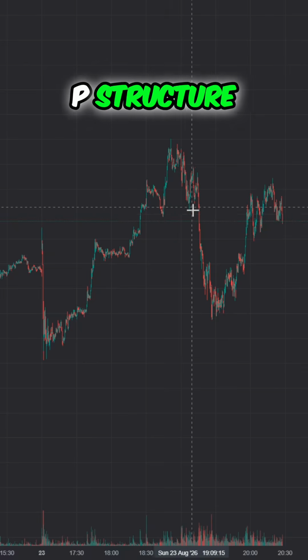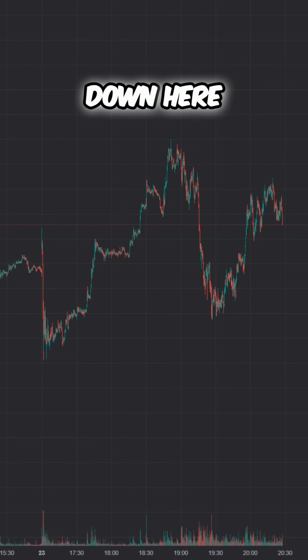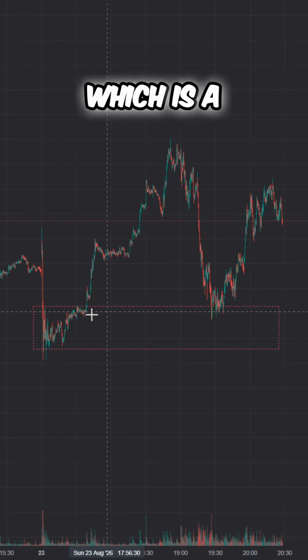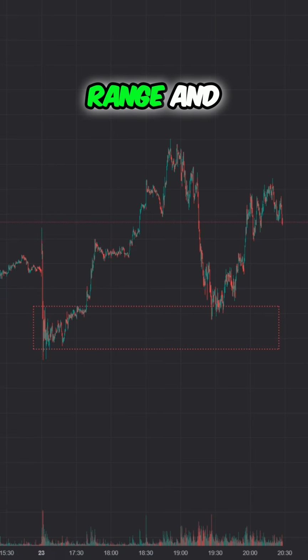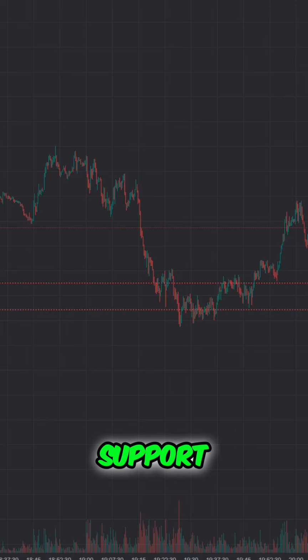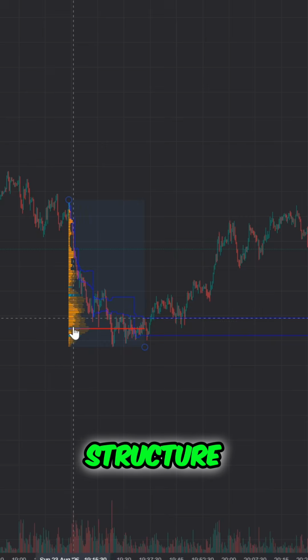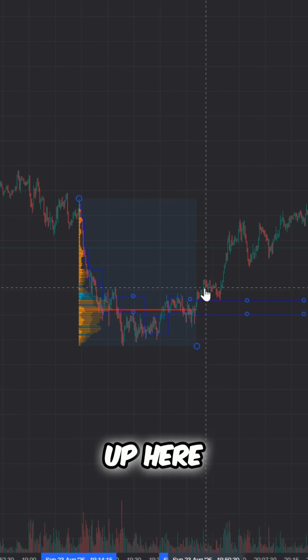The target for that P structure break was actually down here. But we did enter this box, which is a last attempt to hold the range, and it's a fair value gap. So if we think this is support, how do we trade? Well, that's our B structure, pretty clear B structure. Once we come up here, it's accepting that.